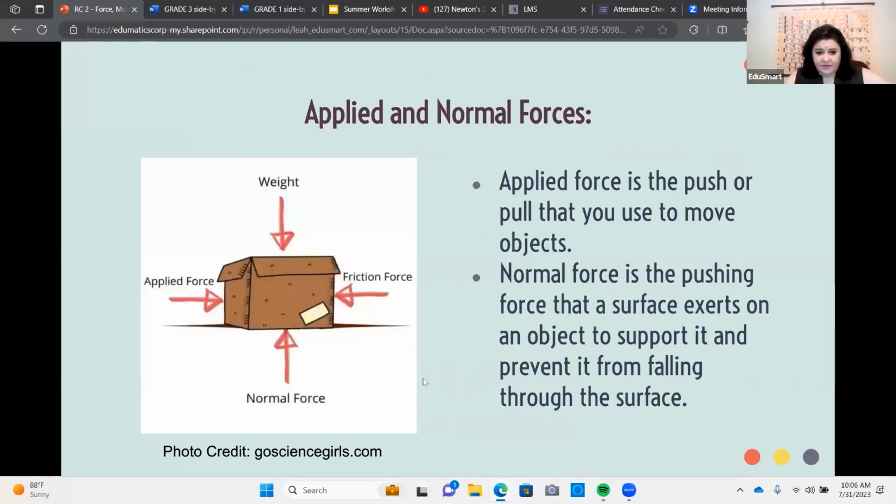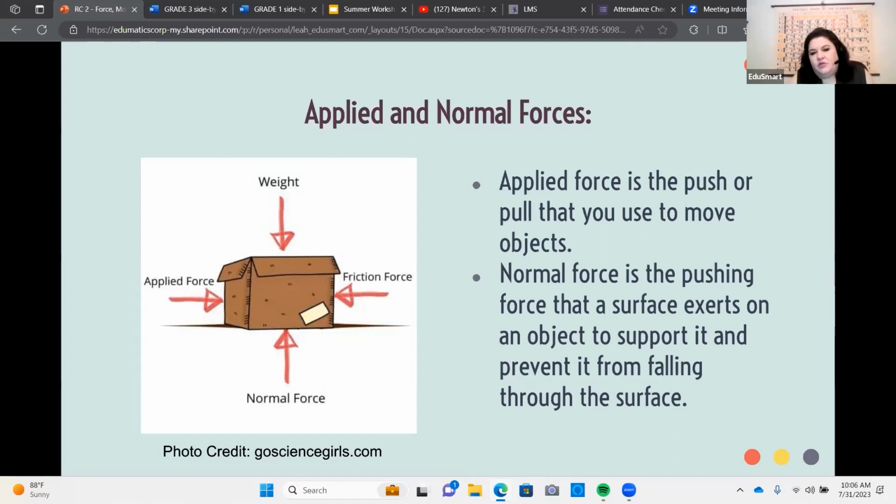I had to look things up, so I'm going to share with you what I looked up. This photo credit goes to gosciencegirls.com, a really great site for understanding forces. So a normal force is the pushing force that a surface exerts on an object to prevent it from falling through the surface. So the normal force is just the force of the table pushing up on the box or the floor pushing up on your body to hold you up so you don't sink into the ground.